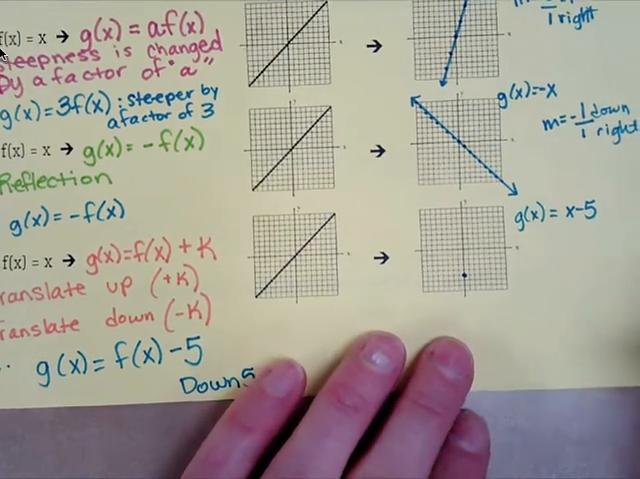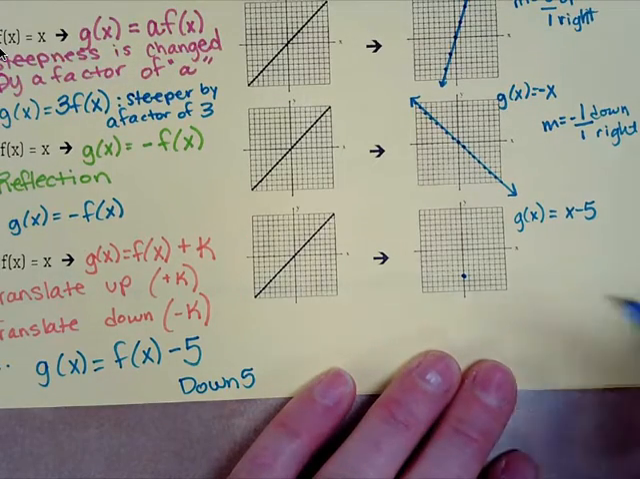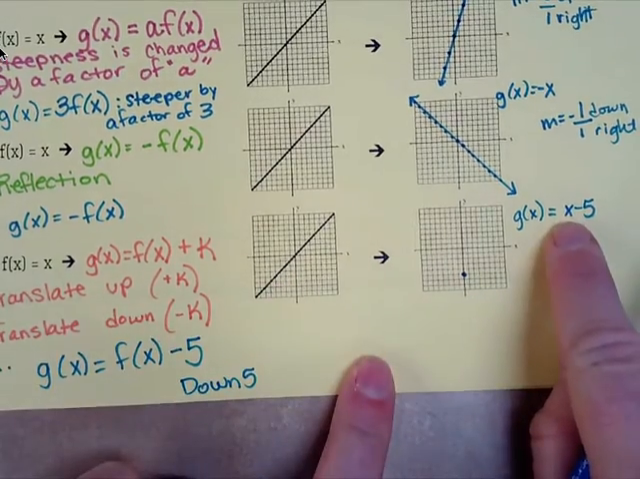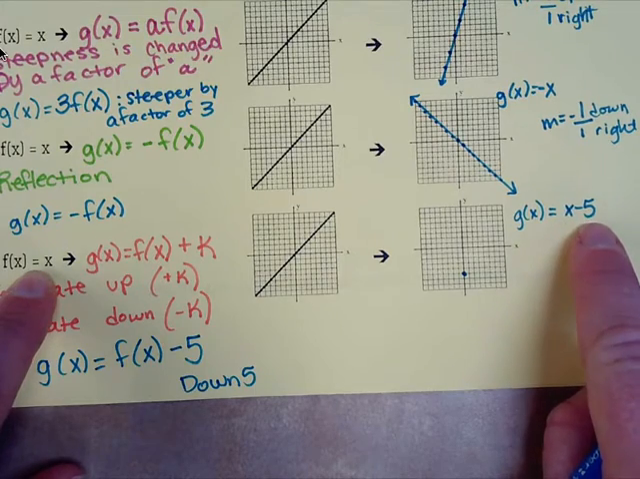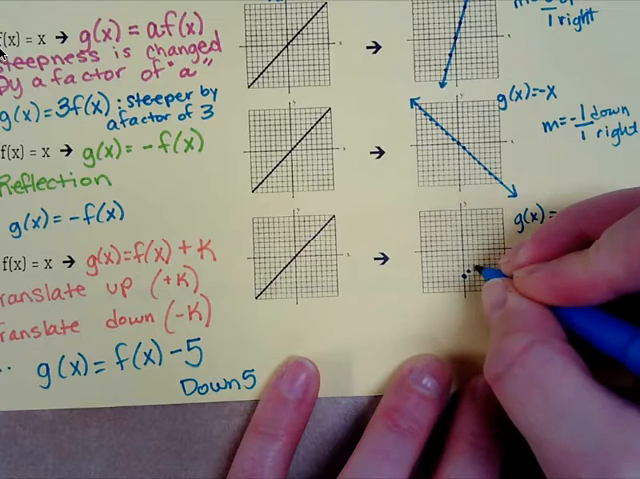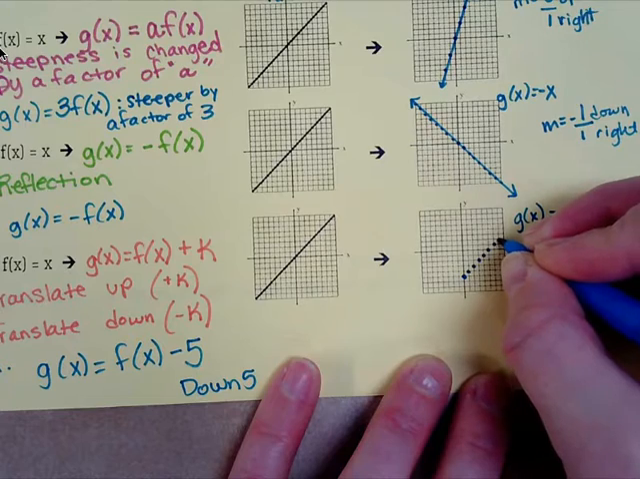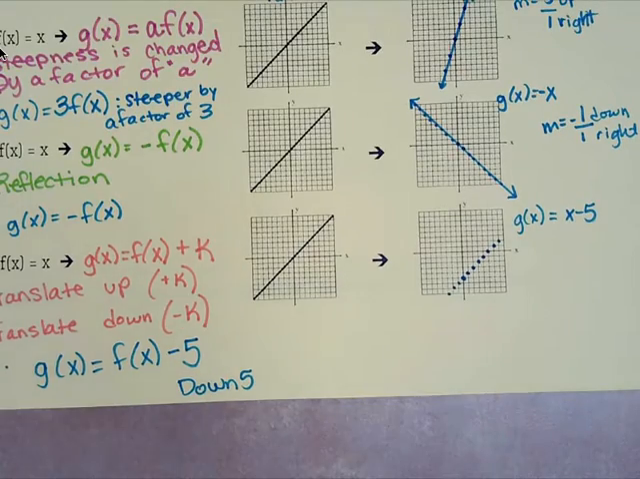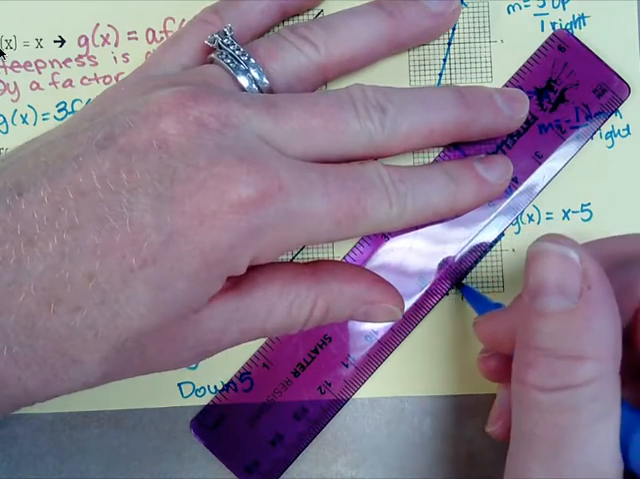But what's going to stay the same? What's the steepness on this one? And on this one? Yeah, they're both 1. So what's the only thing that changed? The y-intercept. So we're going to go up 1 over 1. Up 1, right 1. Down 1, left 1.